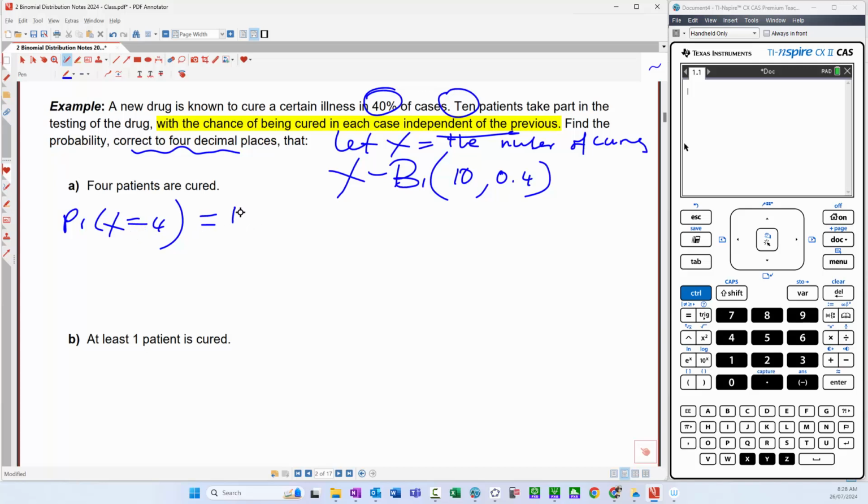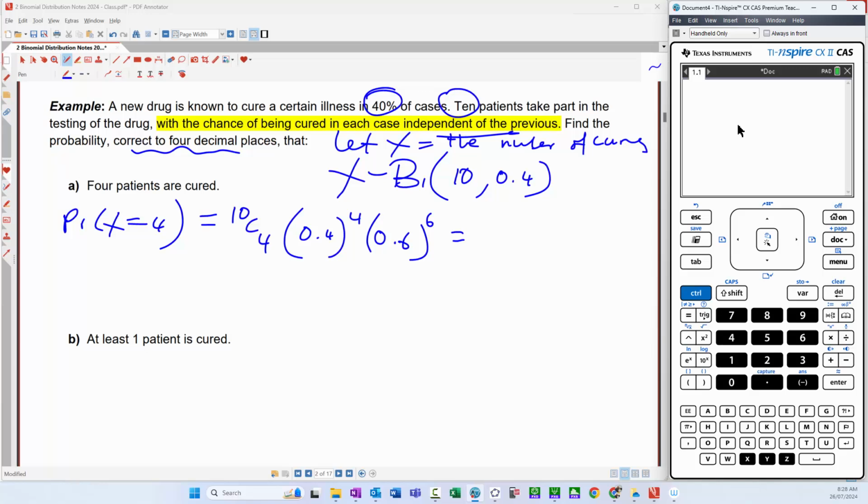So x equals 4. We're going to do 10 choose 4, which counts the number of branches. Then it's going to be success, which is 0.4 to the power of 4, because we're going to see 4 successes. And then 0.6, because out of the 10 trials we're going to see 6 fails, or 6 not cures. So we can get the exact answer for this rather than rounding. Even though this one says round, we're going to get the fraction, I think.